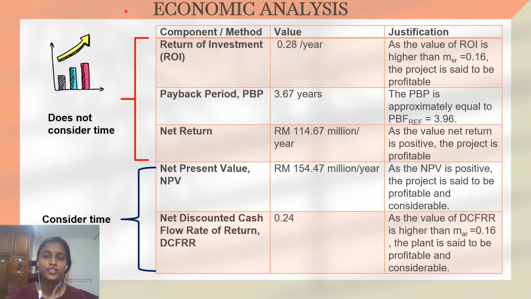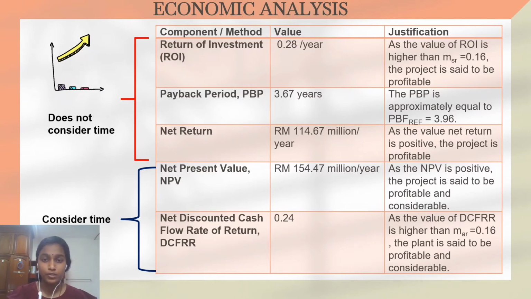Good morning, my name is Jeka Shashni, and now I will explain the aspect of economic analysis. There are a few components that are being projected in economic analysis. First is the return on investment, also known as ROI, which is equivalent to 0.28 per year. Since the value of ROI is higher than the MARR, which is equivalent to 0.16, the project is said to be profitable. The payback period is equivalent to 3.67 years.